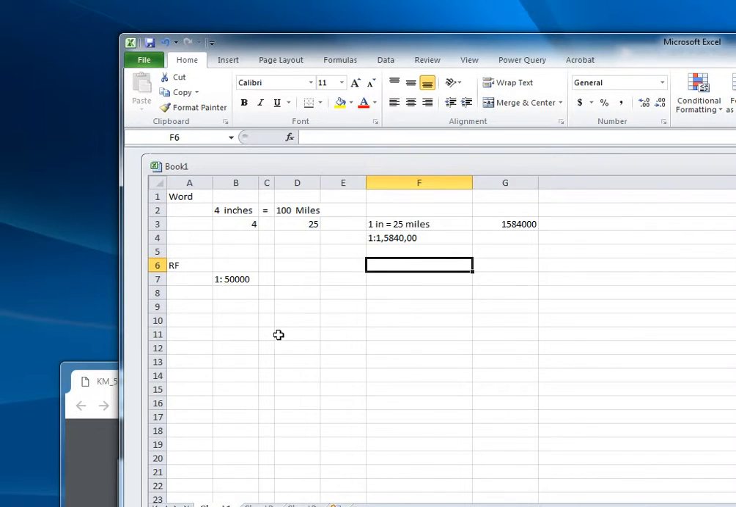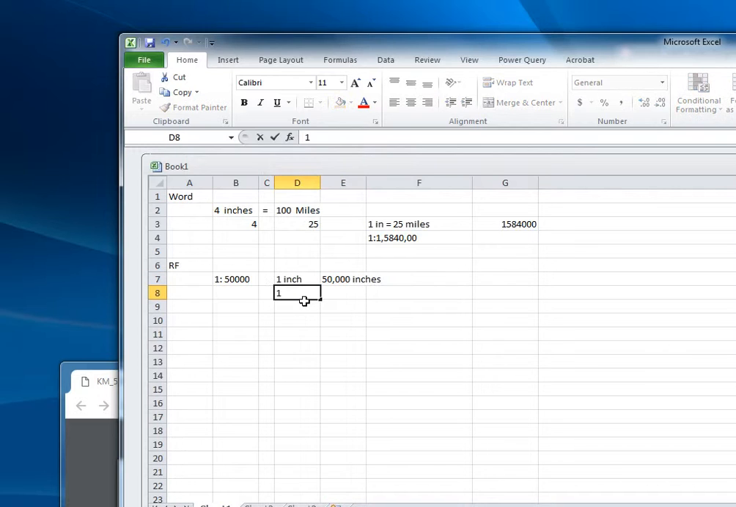And then how do you do it if I give you a representative fraction? How do you convert that back into a word statement? So the first thing is what you have is 1 inch, because it's a representative fraction, equals 50,000 inches. Well, that's kind of a dumb, not very useful word scale. So I want to convert the inches into feet.